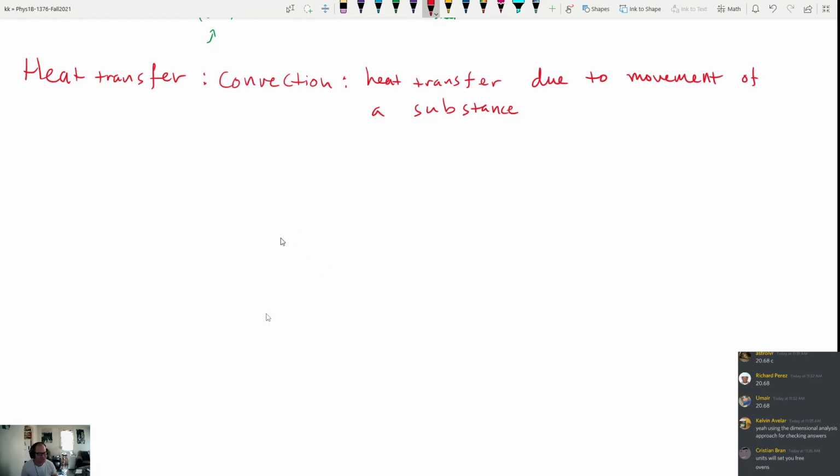Does anyone have a convection oven? I do not have a convection oven. At least I don't think I do. Anyone have a convection oven? Maybe you do and you don't know it. A convection oven is an oven. Oh, you do, Christian. What does it do? What's different about it? Can you tell everyone what's different about a convection oven versus a normal oven?